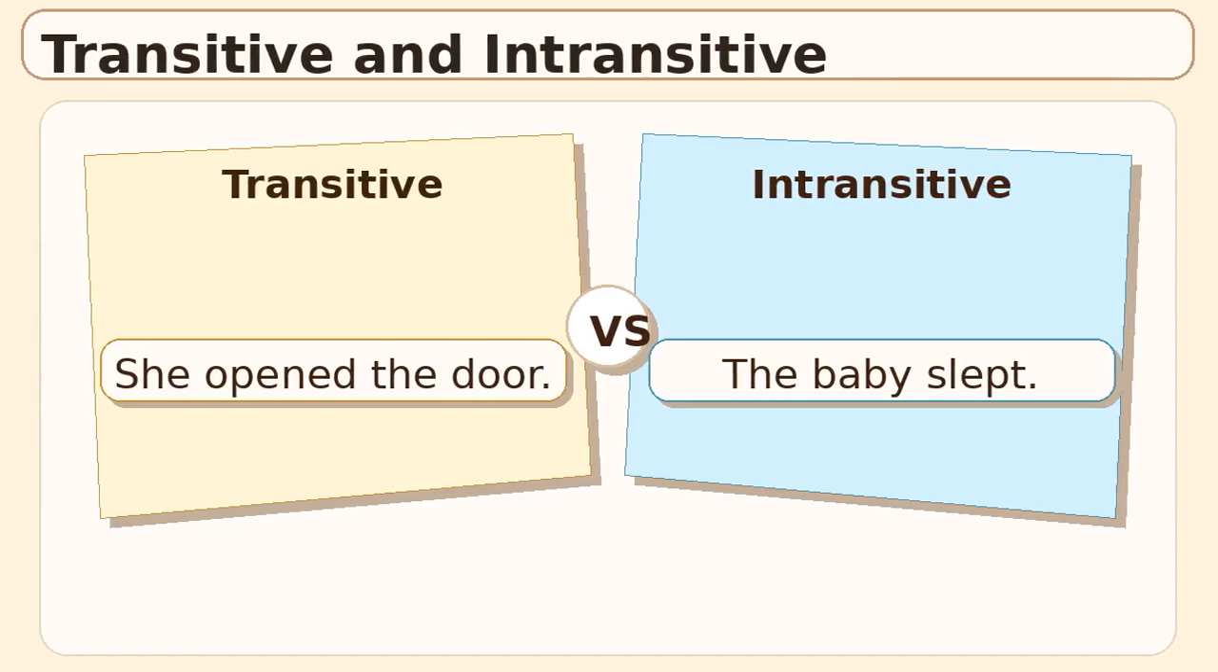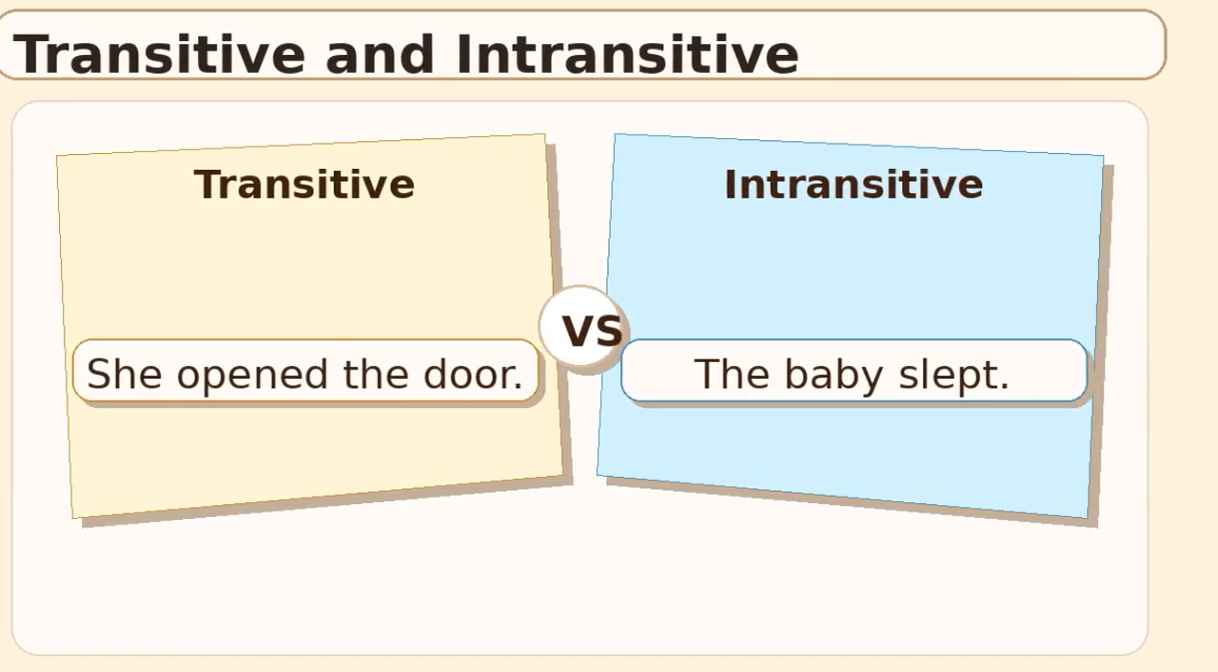This frame shows the difference between transitive and intransitive verbs. In "she opened the door," opened is transitive because the action moves to an object, and that object is the door. In "the baby slept," slept is intransitive because the sentence is complete without any object after the verb. So if a verb takes an object, it is transitive. If it stands complete without an object, it is intransitive.